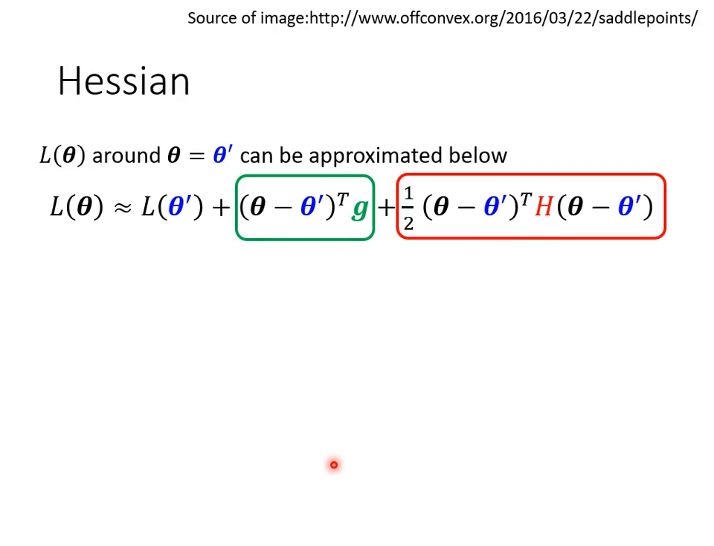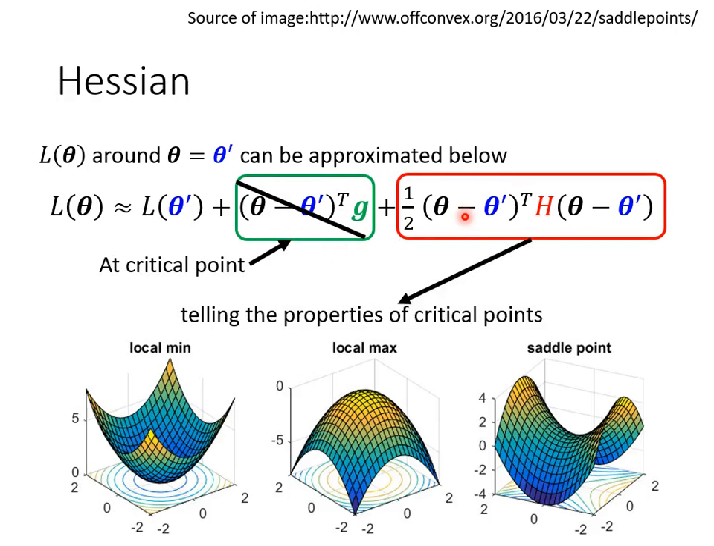If we move to one critical point, what does that mean? It means the gradient is zero. That is, the green term is completely gone. G is a zero vector. The green term is completely gone. Only the red one is left. So at the critical point, this loss function can be approximated as L of theta prime plus the red term. We can have a picture of the error surface near theta prime based on the red term.